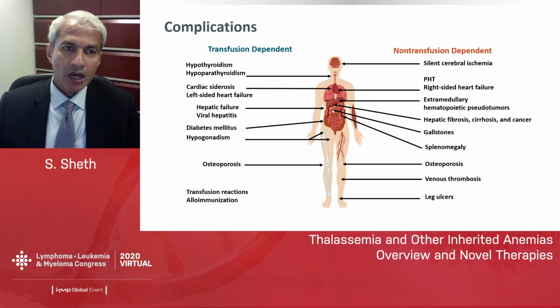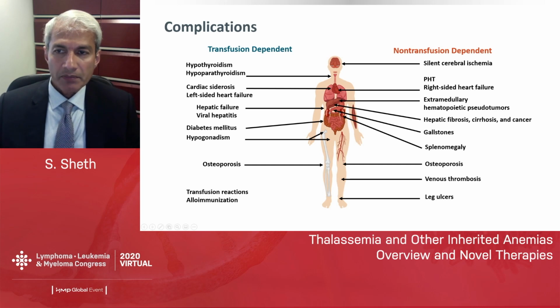So to summarize again, complications can be broken down based on transfusion dependent versus non-transfusion dependent. Amongst the transfusion dependent patients, the complications are almost all related to iron overload. So you can see thyroid disease, parathyroid disease, cardiac siderosis, hepatic disease, diabetes, hypogonadism, and osteoporosis. In addition, individuals may have transfusion reactions and may also develop alloimmunization.